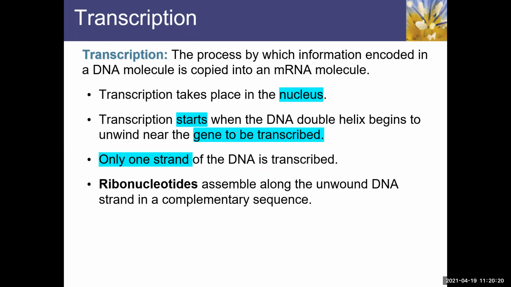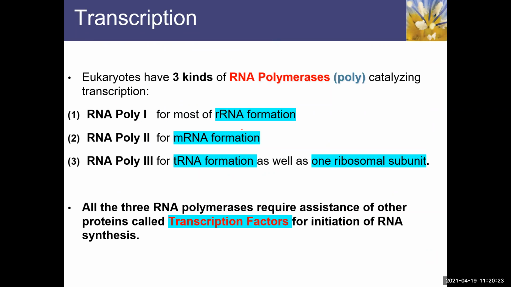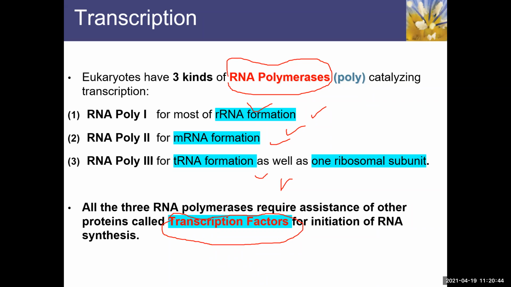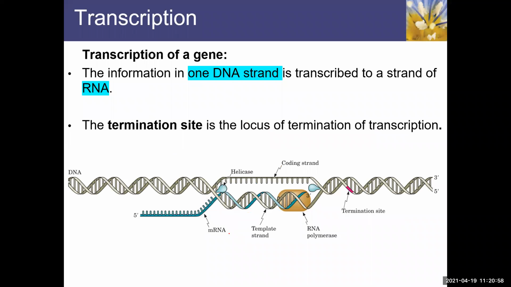Then we already defined what transcription is. The main enzyme responsible for transcription is RNA polymerase. Eukaryotes have three types of RNA polymerase: RNA Pol 1, RNA Pol 2, and RNA Pol 3. Pol 1 for ribosomal RNA, Pol 2 for mRNA, and Pol 3 for tRNA. But we also need transcription factors, without which the promoters are not identified in eukaryotes. So transcription factors are used only for eukaryotic transcription, not prokaryotes. Okay, then this is a very important thing.